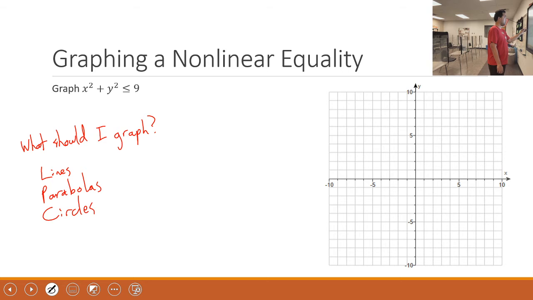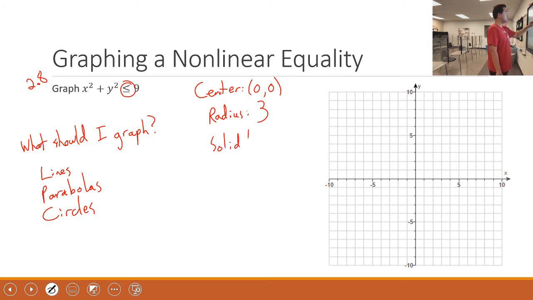So remember, this is just y equals x, this is x squared, this is x squared and y squared. So here we have a circle, and this is from lecture 2.8, if you need a refresher on circle stuff. So this has a center of 0, 0. It's got a radius of 3, and it is a solid line. So pick a few, and solid line circle right here. Let's see if I can make this look somewhat decent. There we go.